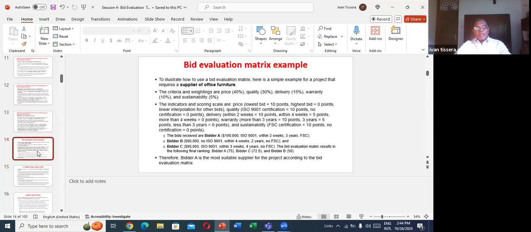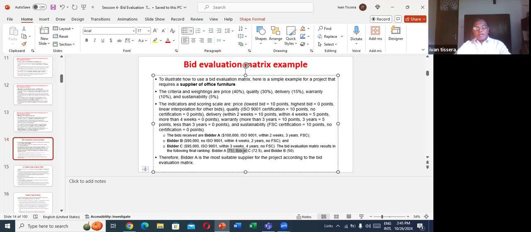Right, now you try this one. I have not shown how A got 75, B got 72. Quickly you can work it out using the same criteria and weightages. Can you do it within 5 minutes? Okay, maximum. You calculate yourself.